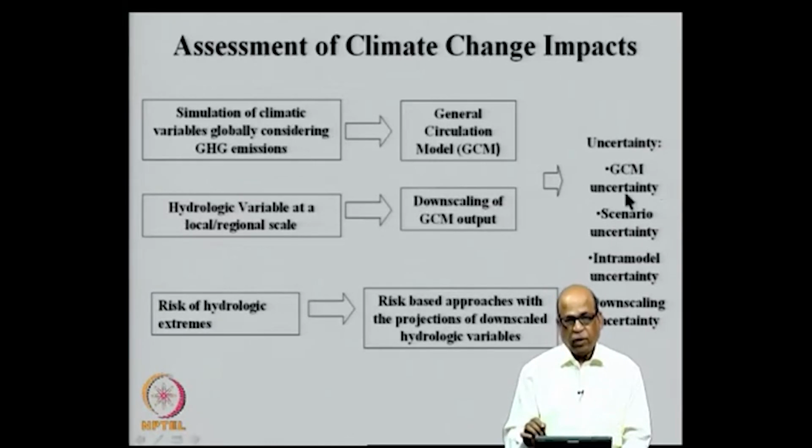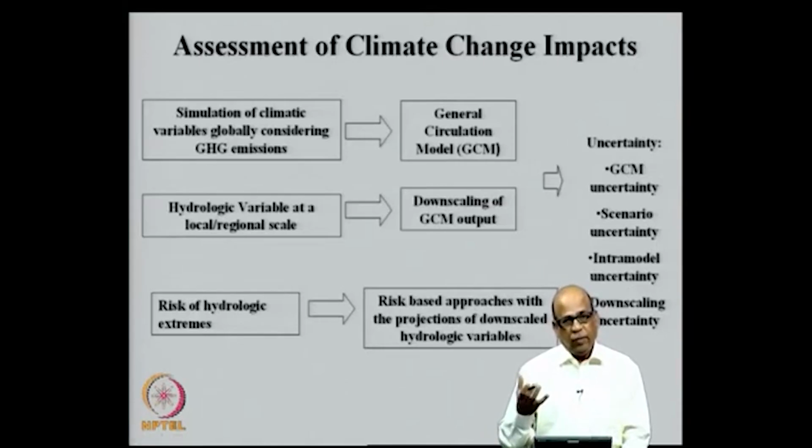The GCM uncertainty that I talked about are inter-model uncertainties. When you choose one GCM, it produces a certain type of projection, whereas another GCM produces another type of projection. That is inter-model uncertainty. But there are also intra-model uncertainties which arise because of the parameters that have been put into the GCM, the way the parameters are estimated, the way the boundary conditions are estimated, the way the initial conditions are estimated, and so on. So, that leads to intra-model uncertainty.